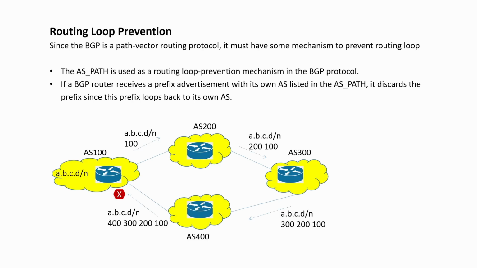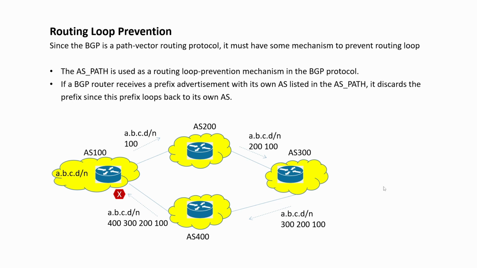In this video, we are talking about one of the very basic BGP routing loop prevention methods. Since BGP is a path vector routing protocol, it must have some mechanism to prevent routing loops. The AS path is used as a routing loop prevention mechanism in the BGP protocol. If a BGP router receives a prefix advertisement with its own AS listed in the AS path, it discards the prefix since this prefix loops back to its own AS.